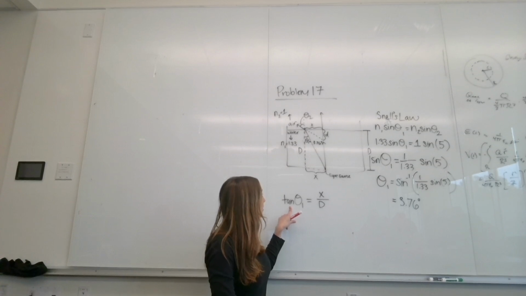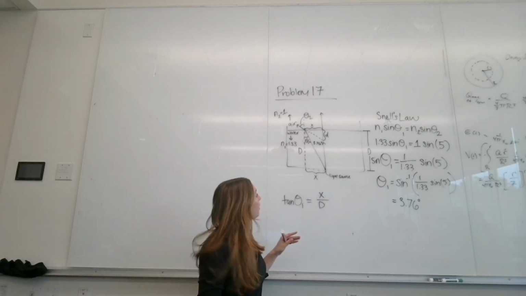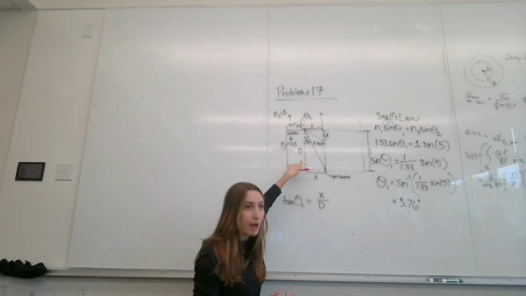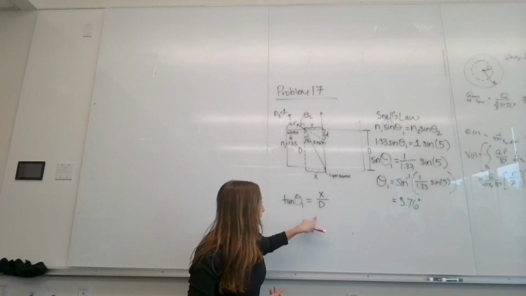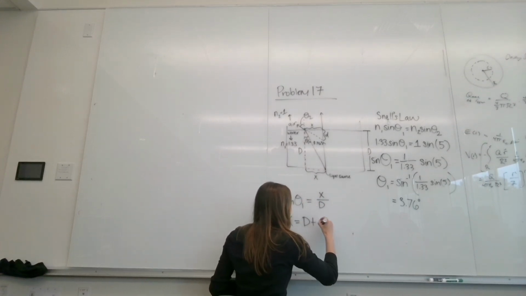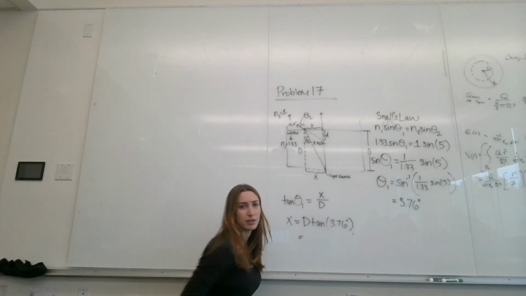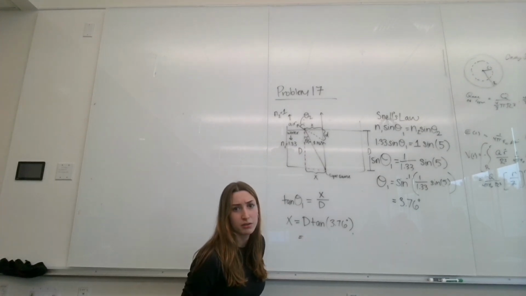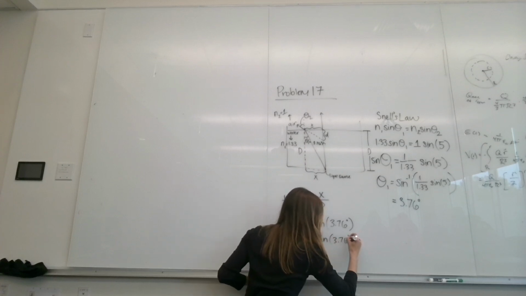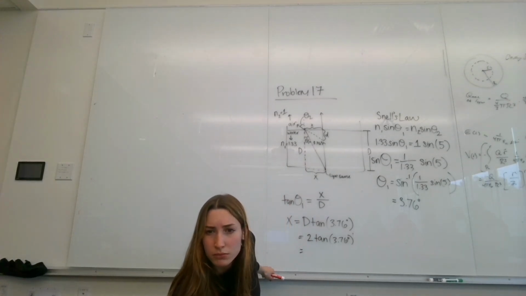How did I know to do tangent? I could have used the hypotenuse if I wanted to do the Pythagorean theorem. It's just an extra step. So I would say if you have two known variables and they're the opposite and adjacent sides of the triangle, probably you're doing tangent, right? So let's solve for x. X equals D times tangent of 3.76 degrees. D is given, big D, 2, times tangent of 3.76. And what do we get? 1.1.